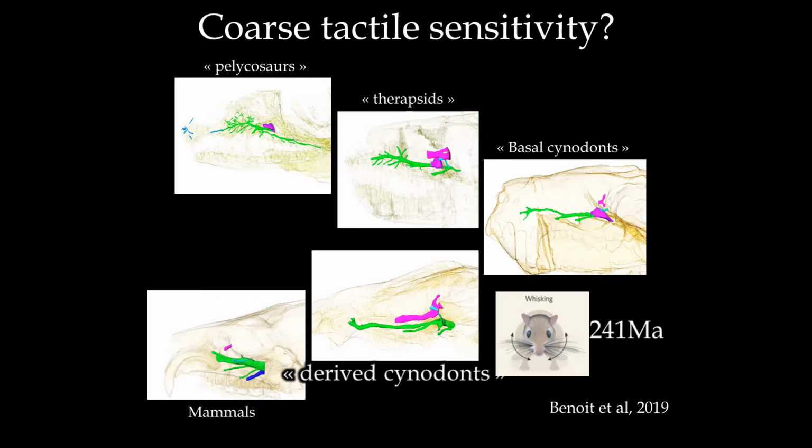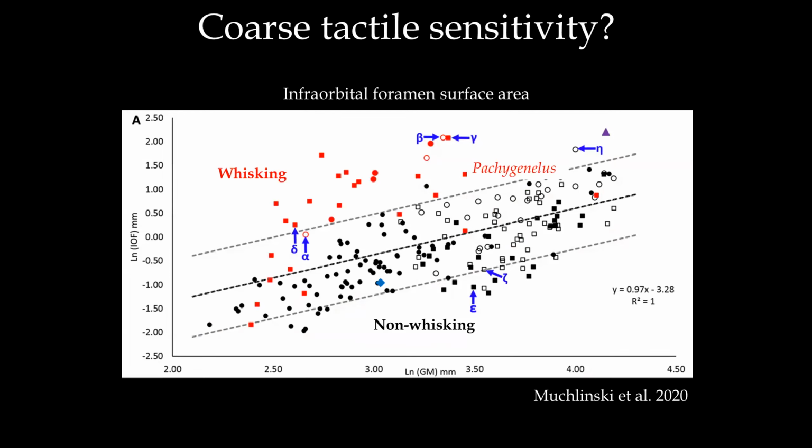So not all cynodonts had coarse tactile sensitivity. And this was confirmed by Myszlinski et al. in 2020, who plotted whisking mammals and non-whisking mammals based on the dimensions of their infraorbital foramen, and found our derived cynodonts, here named Pachygenus, among the whisking mammals. So definitely not all cynodonts had a coarse tactile sensitivity.